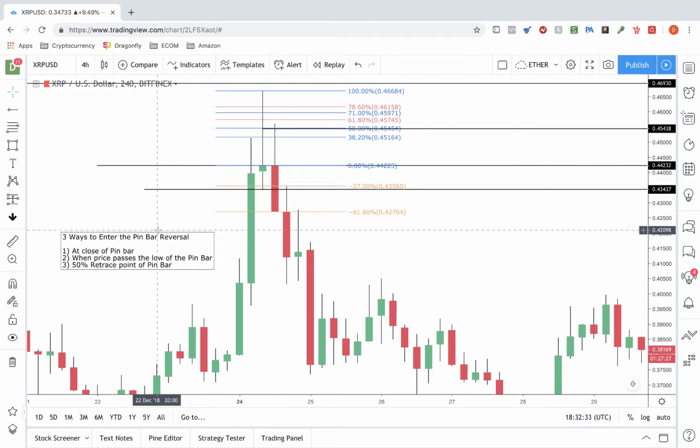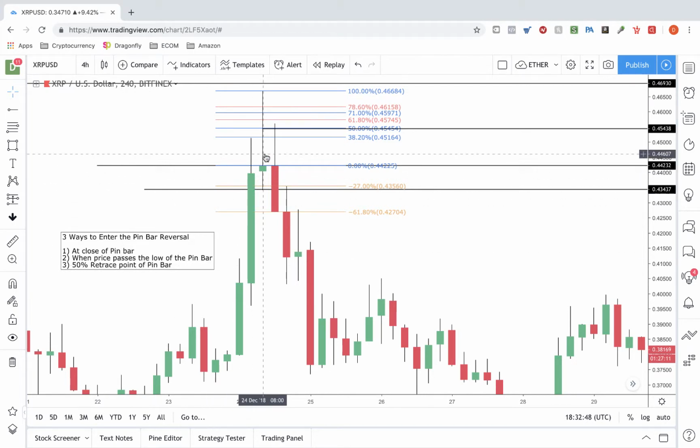Okay? So when price passes the low of the pin bar, this is the pin bar. This is the low of the pin bar. So the low of the pin bar is here. Your trade would enter here. You go in, come up, retest the low, and completely fall.